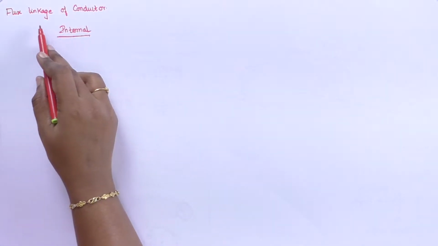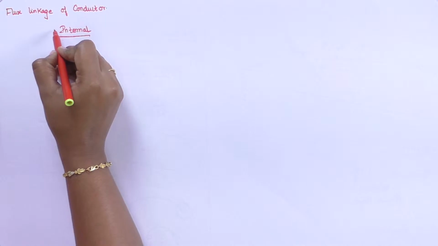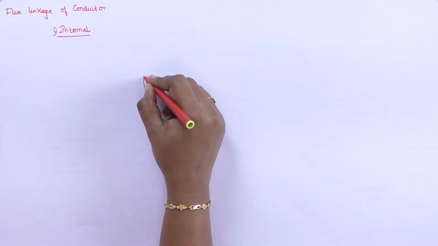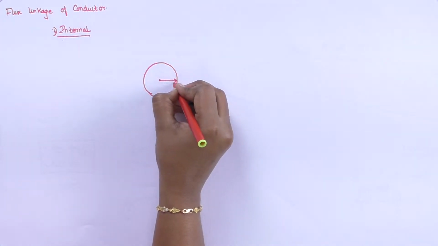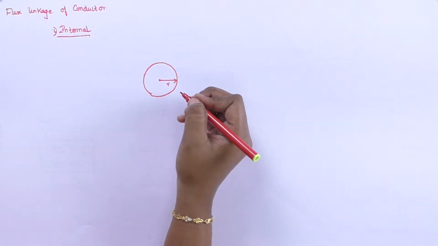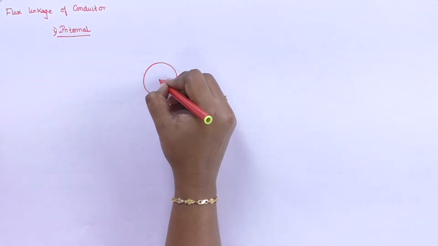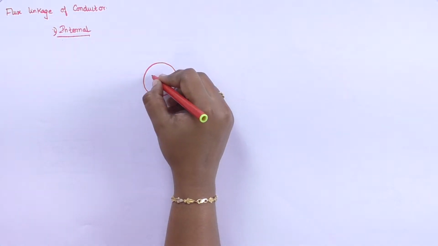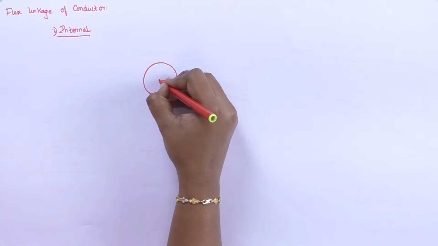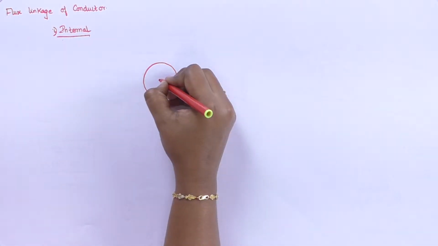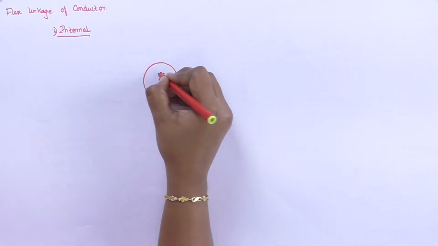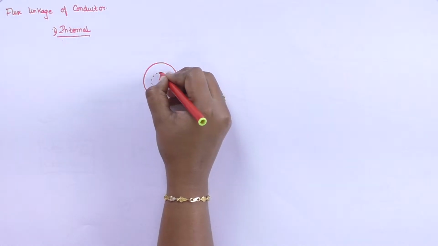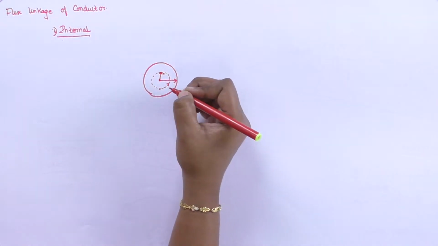Now we are going to calculate the flux linkage of the conductor. First is the internal flux linkage. I am considering a conductor with radius R, and I am going to calculate the flux linked inside the conductor. From the center of the conductor I locate a point called X. At this distance, we are going to calculate the flux linked with the conductor.